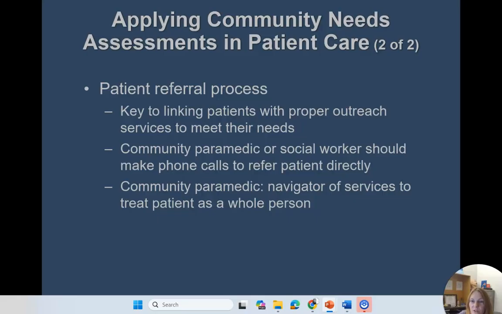A little more trick here for your IBSC. They love the terminology, a warm handoff. That language, warm handoff, it's the direct connection that beats passive referral every time.